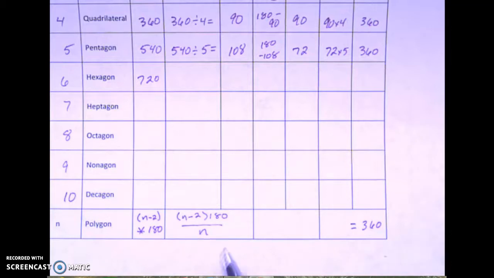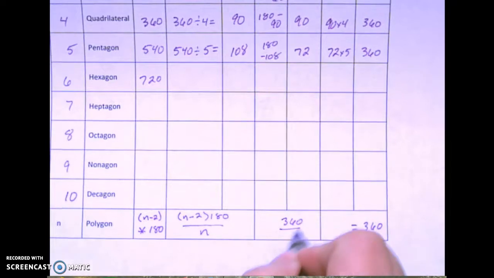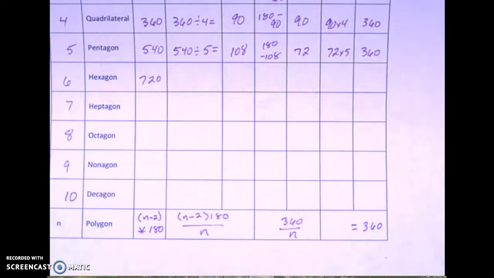So rather than having a complicated formula to find each exterior angle of a regular polygon, that means I could take my 360 and divide by the number of angles that I have. So the shortcut to find each exterior angle will be 360 divided by that number n.